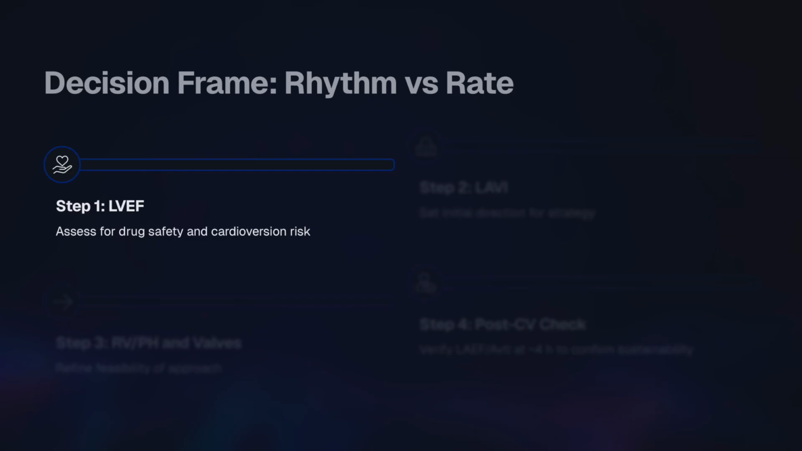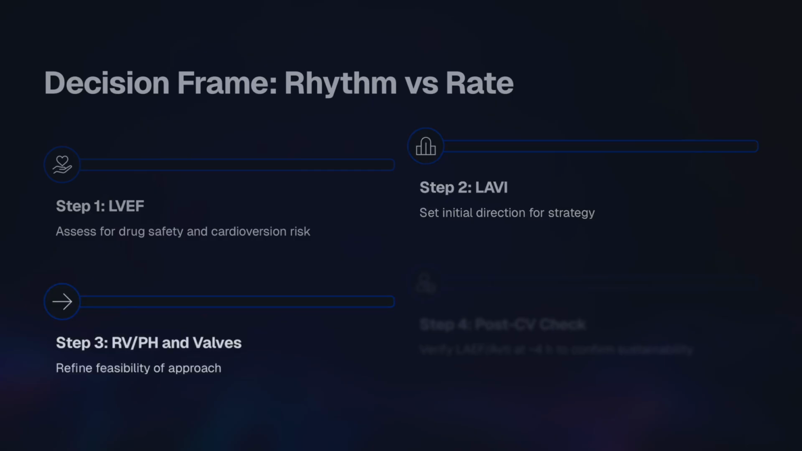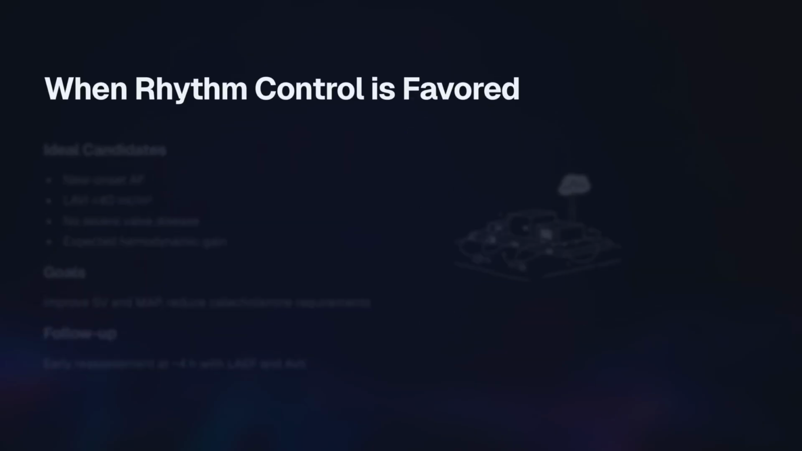Assess which drug can be given safely and which cannot be given, and also the risk of cardioversion. Then the LAVI sets the initial direction for the strategy. Next is the right ventricle and the pulmonary hypertension, the valves, which will refine your approach. And finally, post cardioversion check, where you look for the LAEF and the AVTI at 4 hours after the shock to confirm that there is a sustained improvement of the patient.